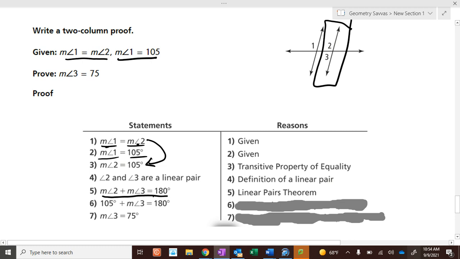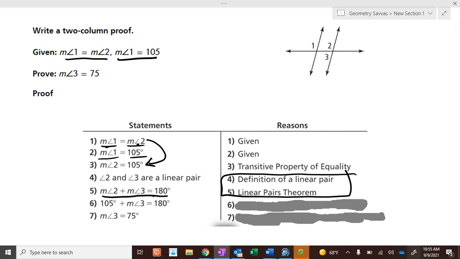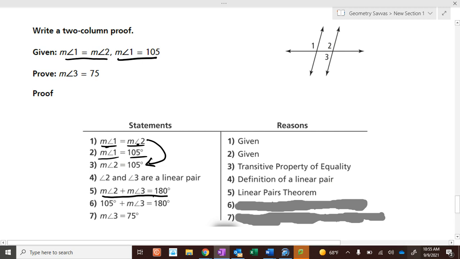Now, there will be a test question or a quiz question, either a quiz or a test, I forget. Maybe it's your next quiz, that these two are really important. So know them on Tuesday. You have to know the definition of the linear pair, and it's different than the linear pair theorem. The definition of linear pair calls two angles a linear pair when they're on a straight line. The linear pair theorem tells you that they add up to 180.